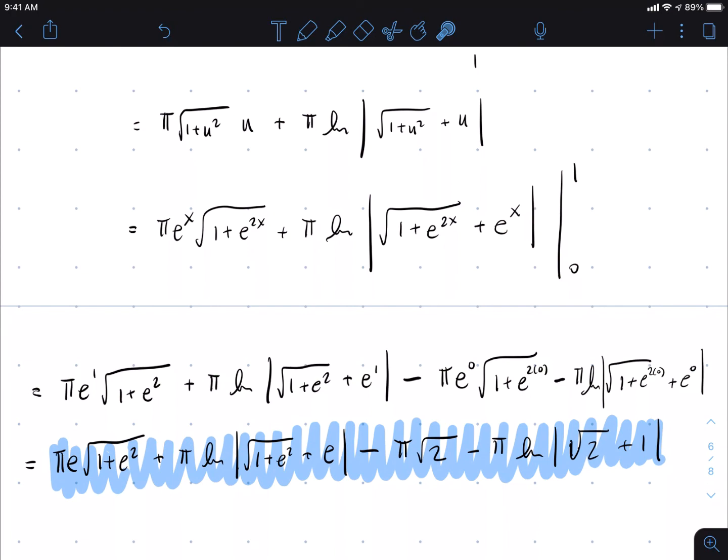This is probably the most complicated problem we've done in this class thus far. That's the surface area. Isn't that so satisfying? I wonder, I have a headache.